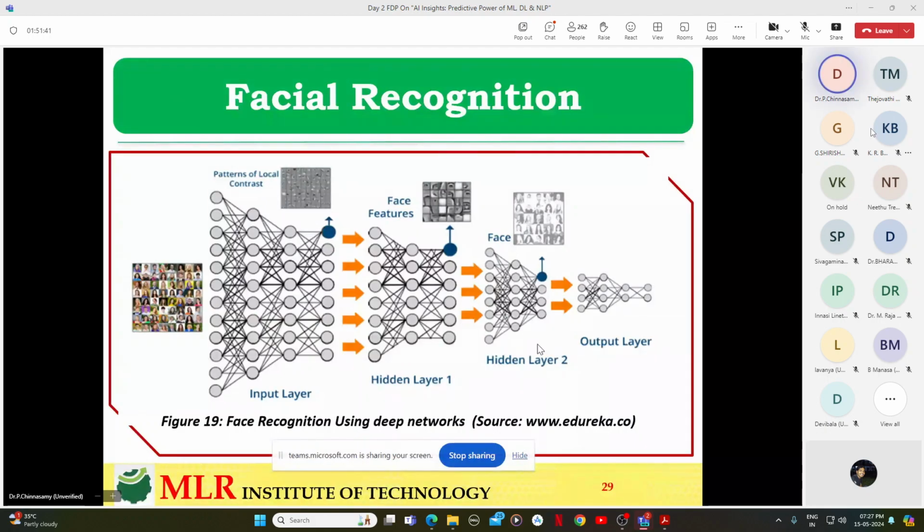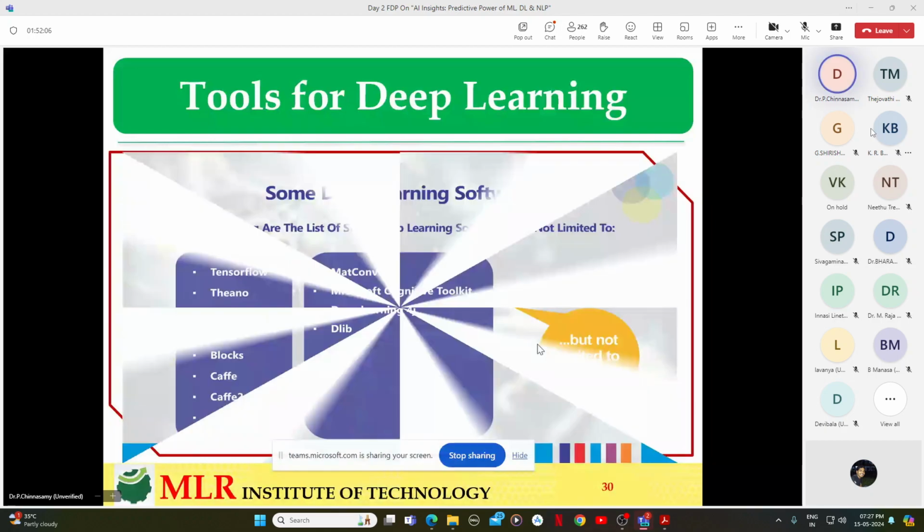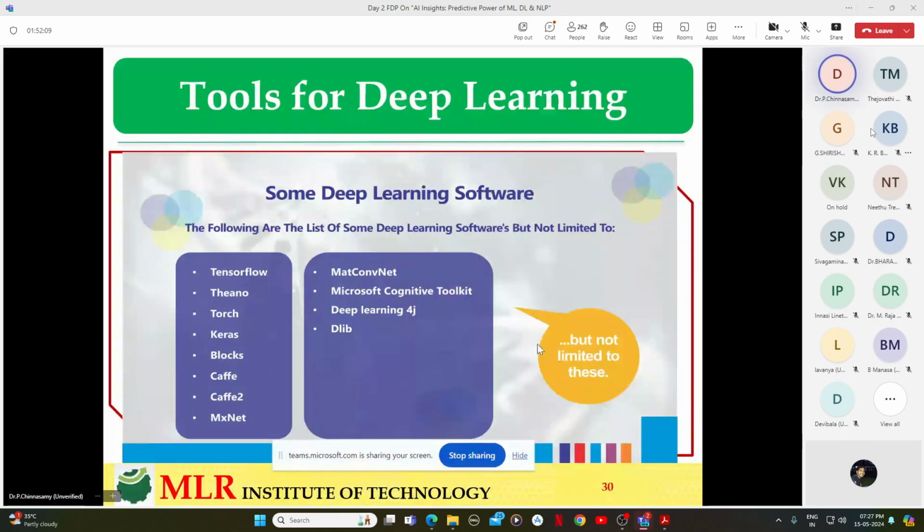So what are the tools for deep learning, right? As researchers, we have objectives and problem statements, but we may fail to select the exact tools for developing our project and ideas, right? For deep learning, on the left-hand side we have the traditional, oldest ones: TensorFlow, Theano, Torch, Keras, Blocks, Caffe, Caffe2, MXNet, right?